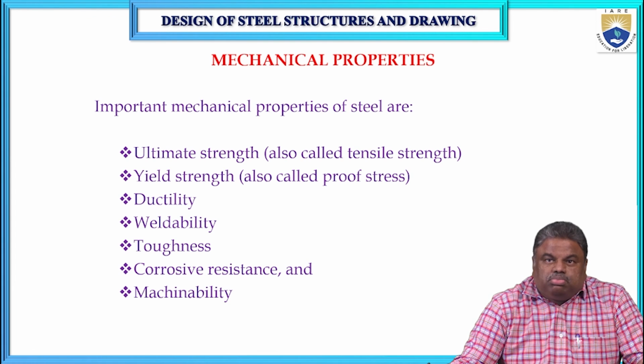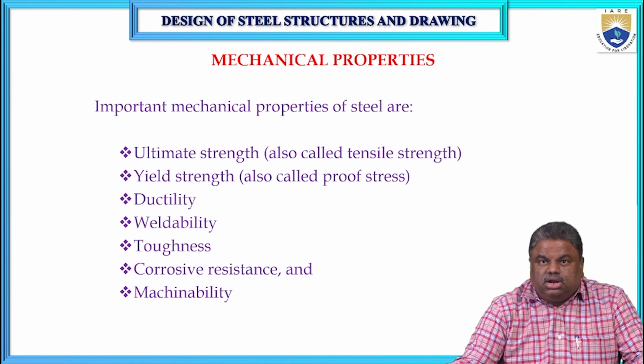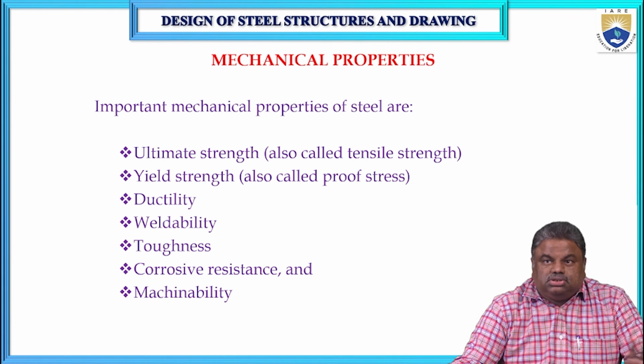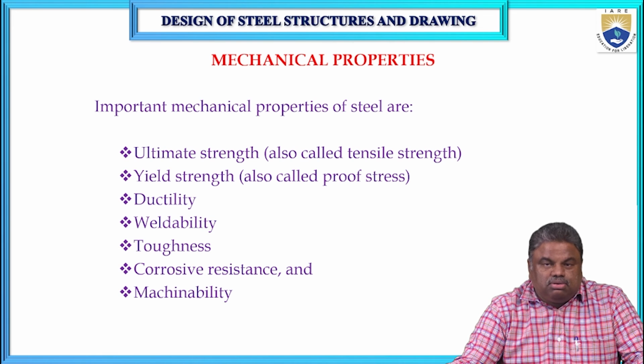And then the mechanical properties of steel. Why are we going for steel structures? These are the main mechanical properties of steel. Ultimate strength is very high in case of steel structures. Yield strength is also good, and ductility. Steel is a ductile material, so you will get very good warning before failure.